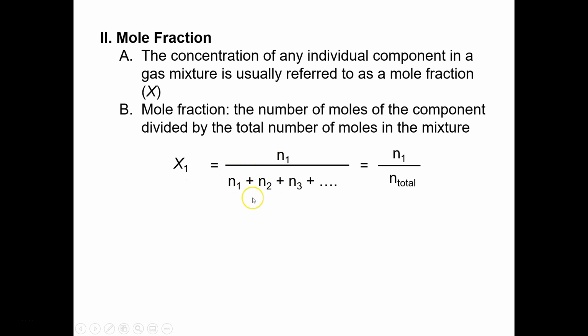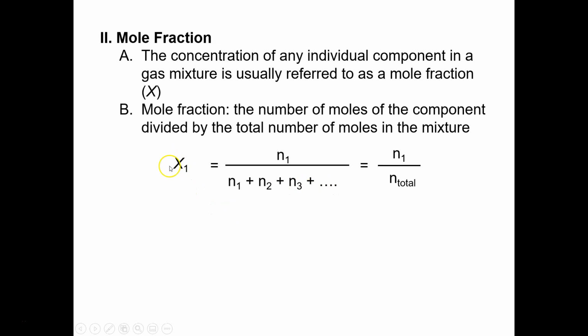And this is just a general formula. This is the total number of moles right here in the denominator. This can go on and on, but that's why we have the dot here. But in your case, you're probably going to find yourself with 3 or less.